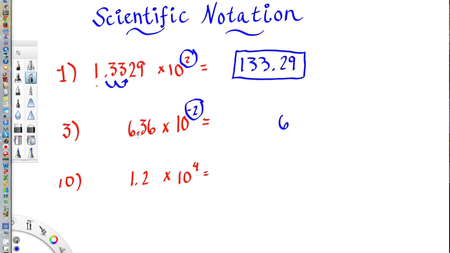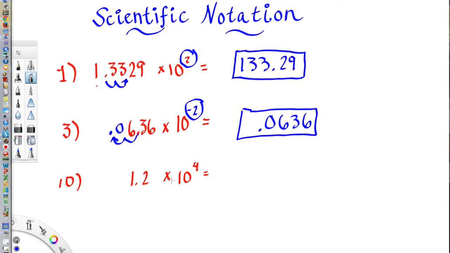So I'm going to take this decimal point and move it 1, 2 places over to the left. I'll fill in this empty spot with a 0, which gives me 636 ten-thousandths. This negative exponent tells me to move the decimal point 2 places to the left.